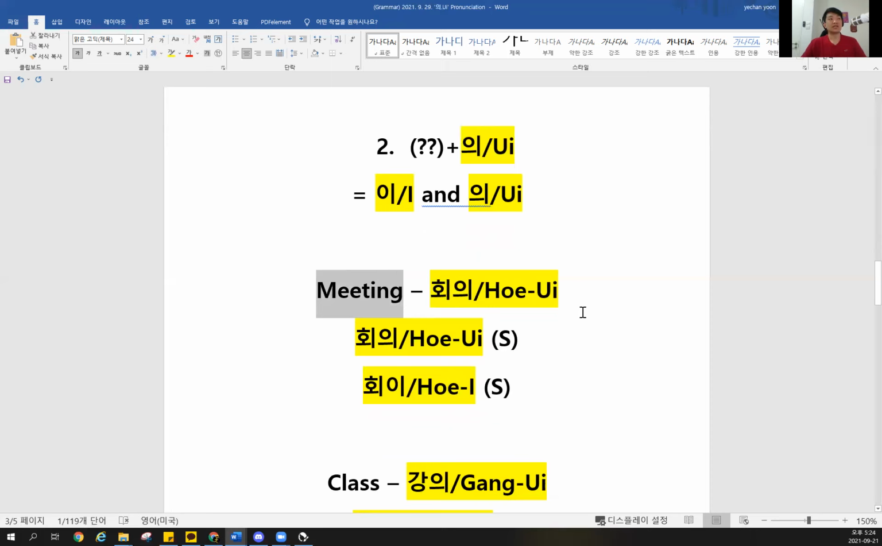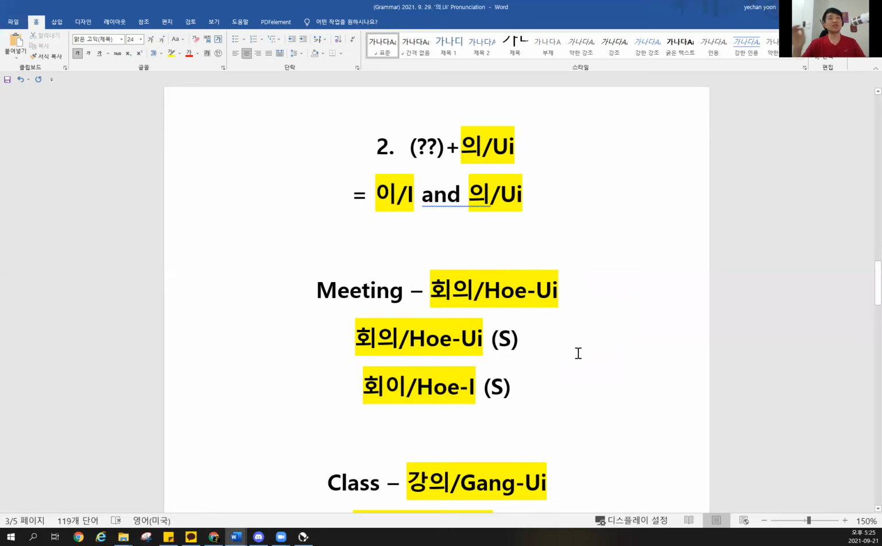Meeting. Meeting is actually 회의. This is how you need to write it down. But for the speaking pronunciation, you can use both of them, which is 회의. But if it's hard to pronounce, you can just say 회의. So both of the pronunciations are correct. But with the writing, you have to write it like this.